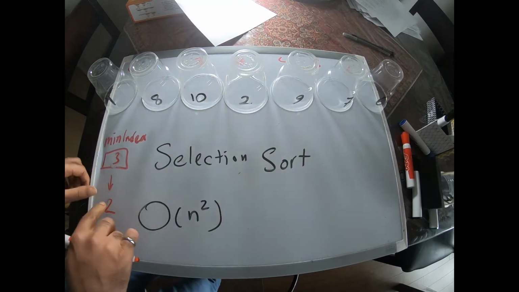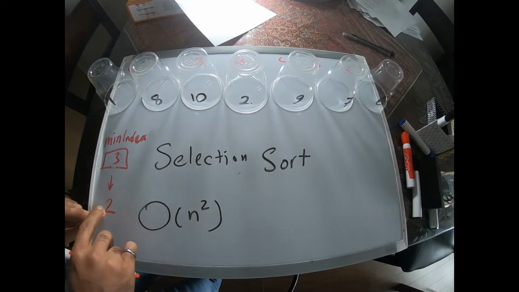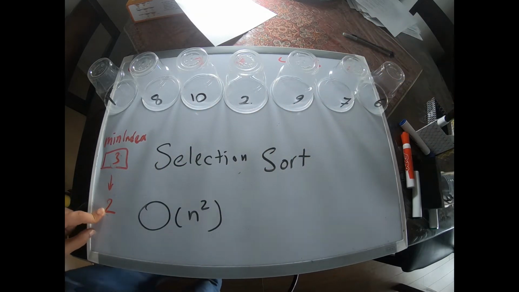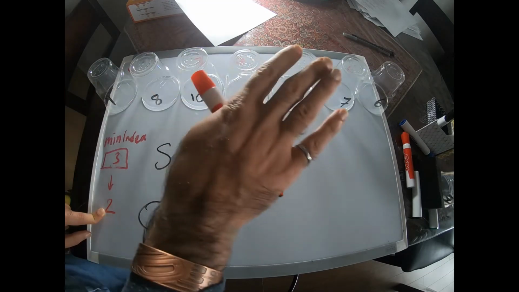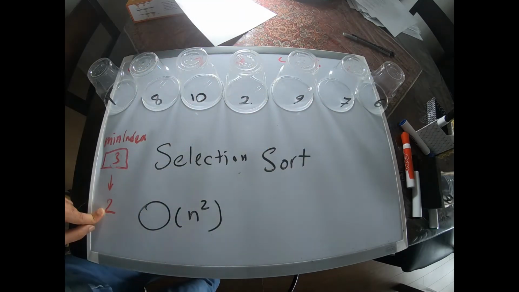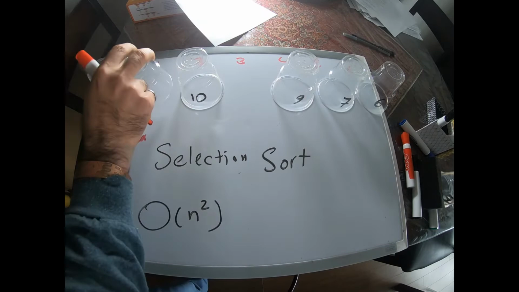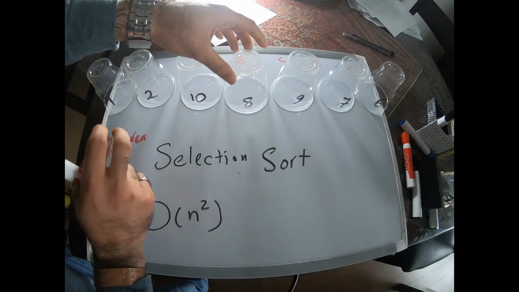2 and 9, no changes. 2 and 7, no changes. 2 and 6, no changes, right? So I went all the way from this point to the end of the array. I found the smallest number. What should I do? I'm gonna swap these two numbers, right?